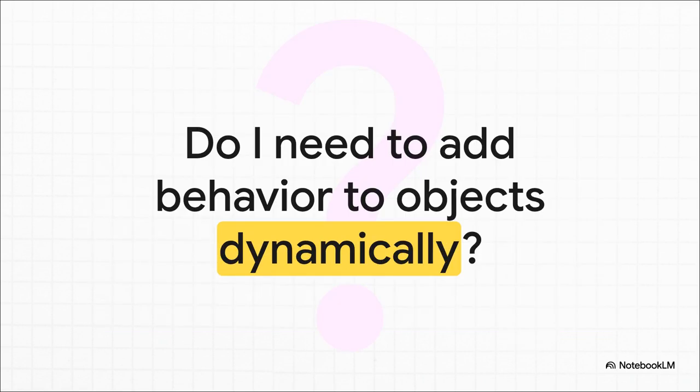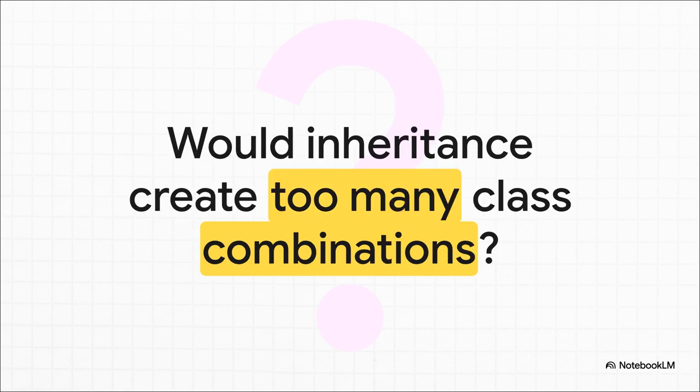So how do you know when to reach for this pattern? Well, Emma has a simple checklist. First question to ask yourself is this. Do I need to add behavior to my objects dynamically, like at runtime? If the answer is yes, if you need that kind of flexibility, the decorator pattern should definitely be on your radar. And the second question, this one takes us right back to that coffee shop nightmare.